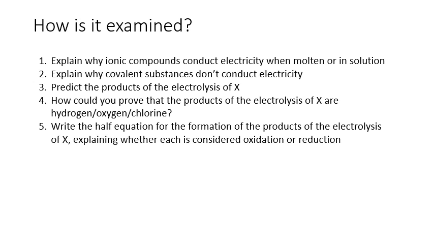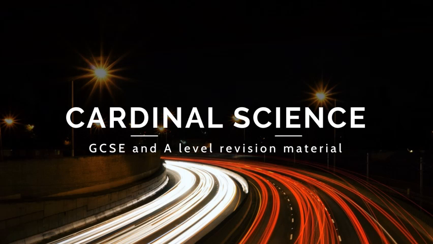But you might then be asked to predict the products of the electrolysis of something, or you might be asked indeed to prove that the products of electrolysis of something are or aren't what the question suggests. So you have to use your knowledge of chemical testing to test for hydrogen, for oxygen, or for chlorine, or something else. And then finally, the higher level questions, you might be asked to write half equations for the formation of the products of the electrolysis of something, and therefore explaining whether each is considered oxidation or reduction. So if something's gaining electrons, then of course it's reduction, and if something is losing electrons, then of course it's considered oxidation.